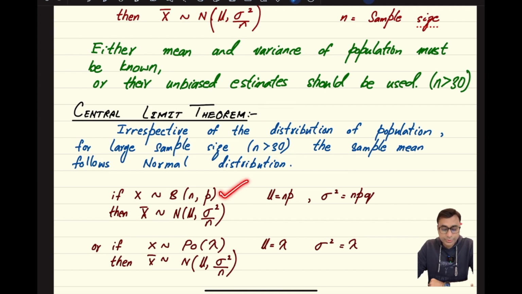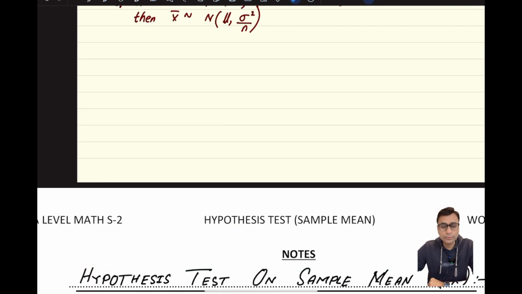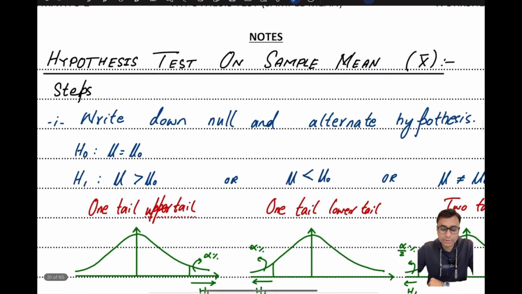Whatever is the X distribution, or if it is an entirely unknown distribution, I can say that sample mean follows a normal distribution with mean mu and sigma square over n, by applying central limit theorem only for those situations where I'm taking the sample size bigger than 30. Now let's move on towards the steps of the hypothesis testing.